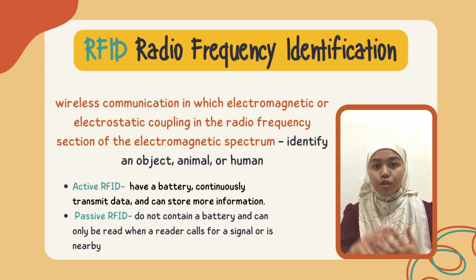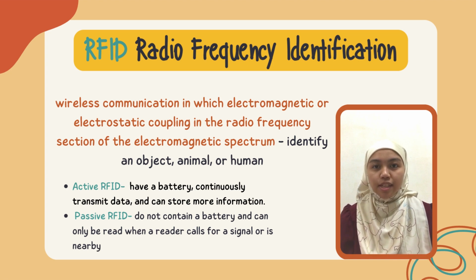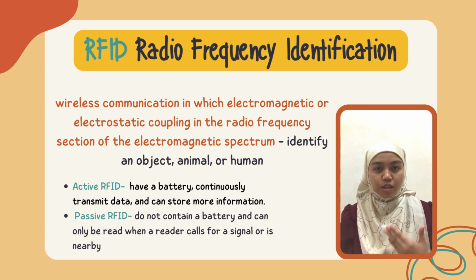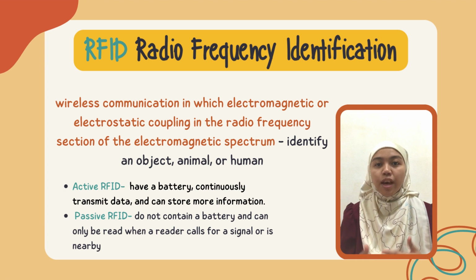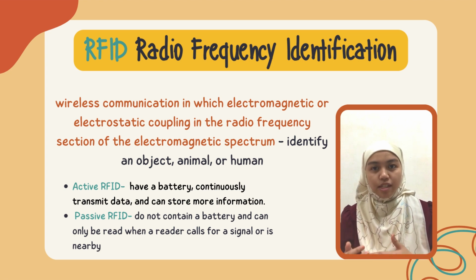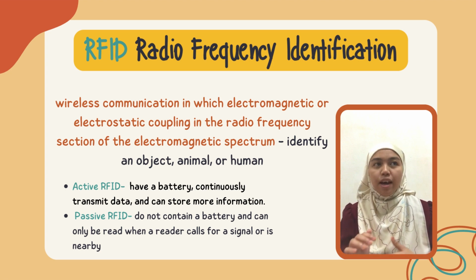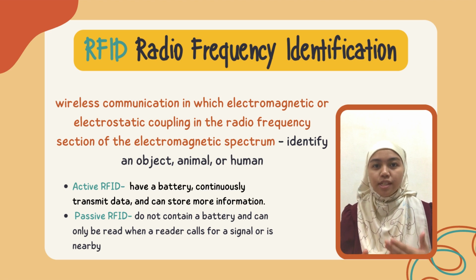RFID tags come in two primary categories. The first is active RFID. Active tags have a battery, continuously transmit data, and can store more information. They can be read and transmitted throughout the hospital, assuming ample supply of antennas and readers, and thus have the advantage of less human interaction. Next is passive RFID. Passive tags do not contain any battery and can only be read when a reader that calls for a signal is nearby.